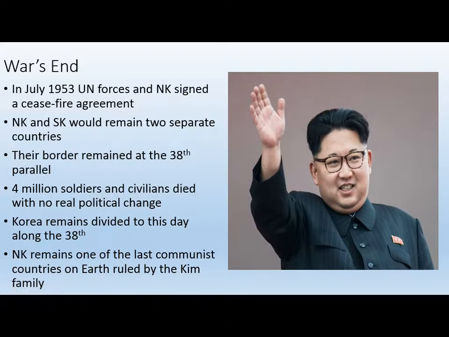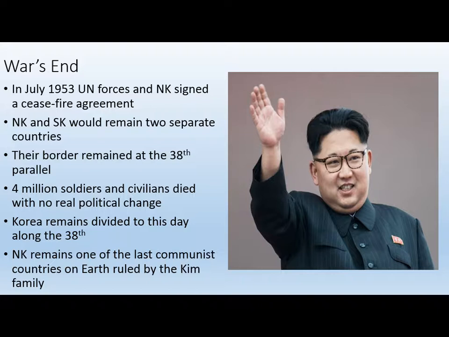July 1953, UN forces and North Korea sign a ceasefire agreement. This is not a peace treaty. This is a ceasefire agreement. They both agree to stop killing each other. By the terms of the ceasefire agreement, North Korea and South Korea would remain two separate countries. Their border would remain at the 38th parallel.